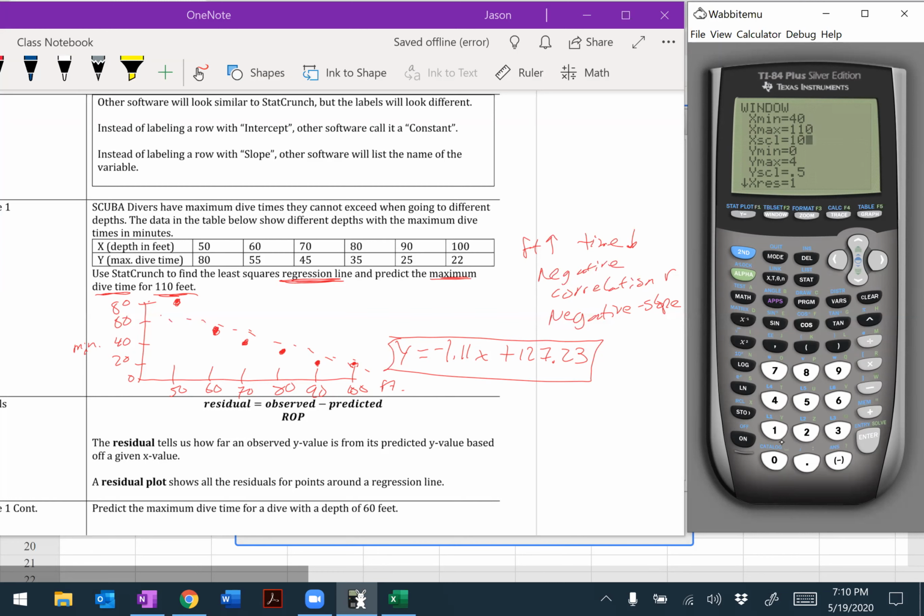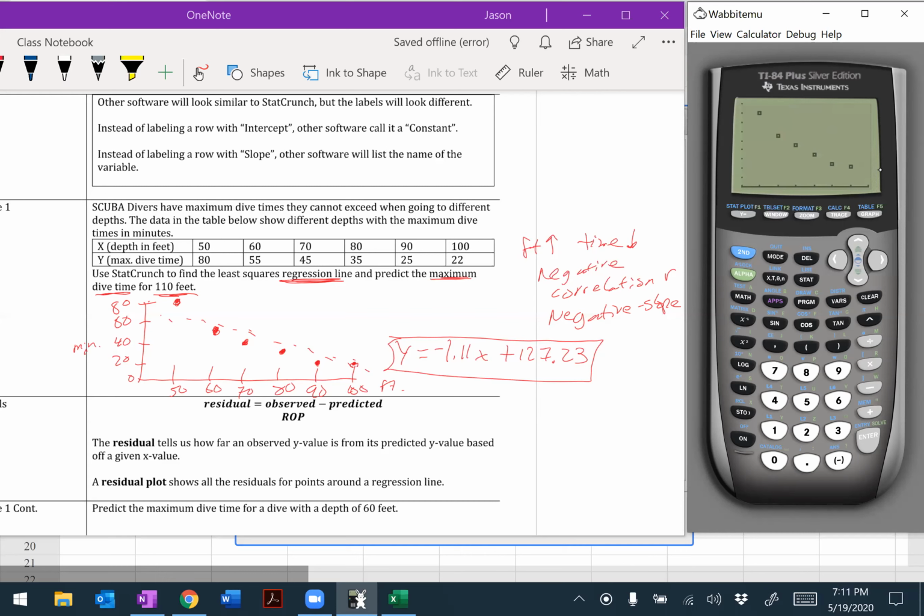So that'll give me my divisions. I like to have anywhere between 8 and 10 little lines between my values. And then we're going to go from 0 to 90 in my y values, and we'll go by a scale of 10 as well. Okay, and I'll just arrow down. Once I get that in, I can just hit graph again. And lo and behold, there are my points. That's my data points.